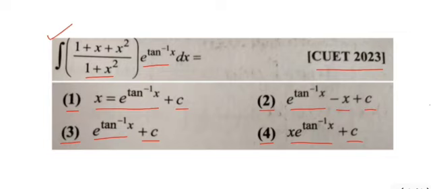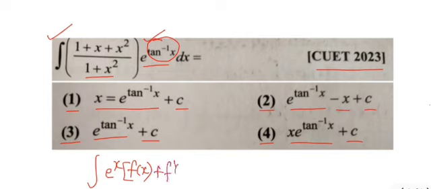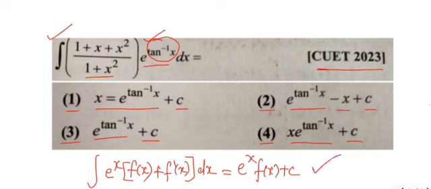Whenever the question appears with e raised to the power of something, it's better to think about this trick or rule, which is the integral of e power x times (f of x plus f dash of x) dx, which is equal to e power x f of x plus c. This is the trick we need to apply. Most of the time the questions from CET are based on this trick only. So whenever e raised to the power of some function appears before us, try to recall this trick.